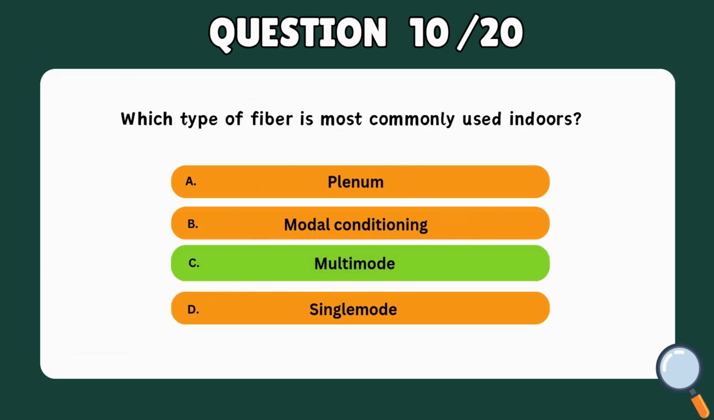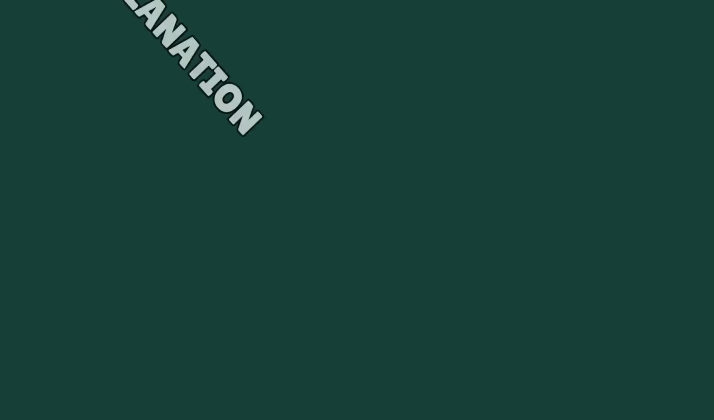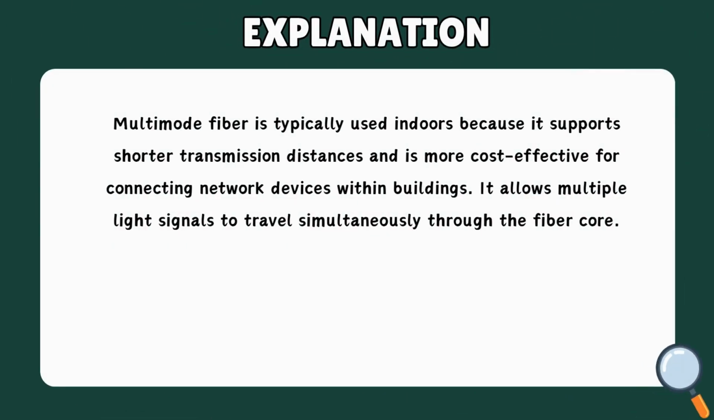Correct answer: C. Multimode. Multimode fiber is typically used indoors because it supports shorter transmission distances and is more cost-effective for connecting network devices within buildings. It allows multiple light signals to travel simultaneously through the fiber core.